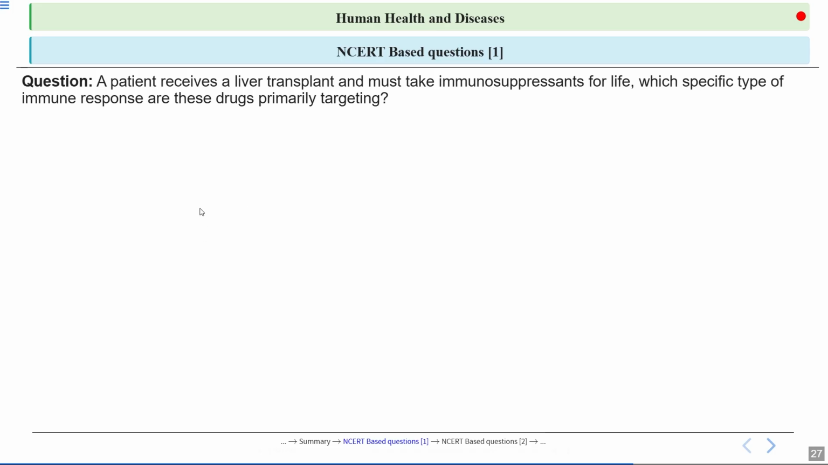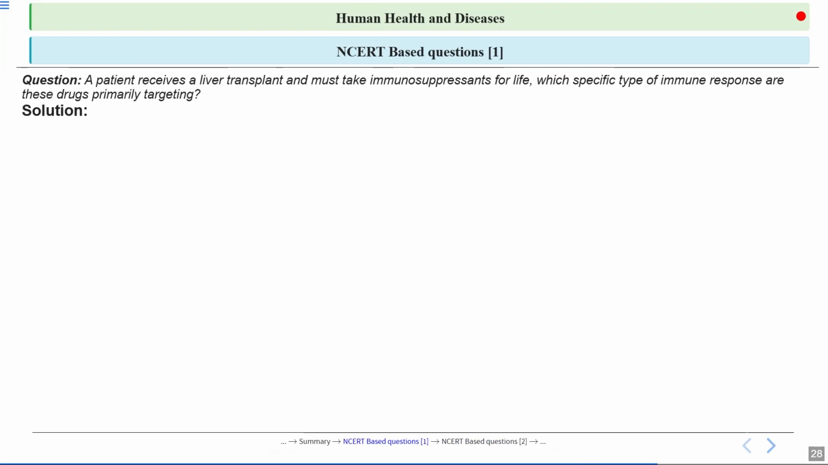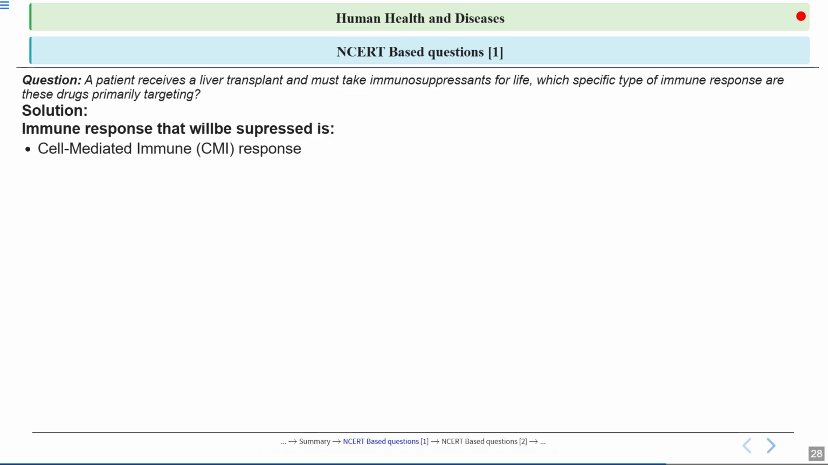The first question is: a patient receives a liver transplant and must take immunosuppressants for life. Which specific type of immune response are these drugs primarily targeting? Let's have a look at the answer. The immune response that will be suppressed is the cell-mediated immune response.